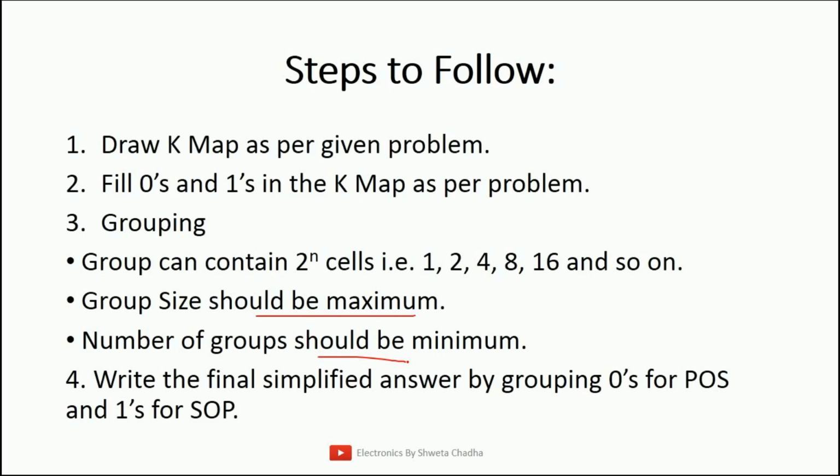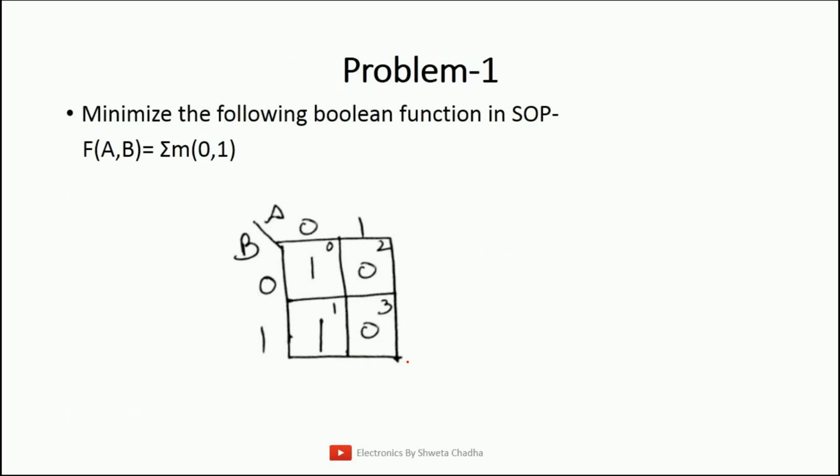Now let us start with the problem. Let us take the first problem. Minimize the following Boolean function in SOP. We need to write the answer in SOP as per the given question, and this is the given question: summation small m 0, 1. So what is this summation small m? Summation small m is SOP. Hence in block number 1 and block number 0 we need to fill 1 because the question belongs to SOP.